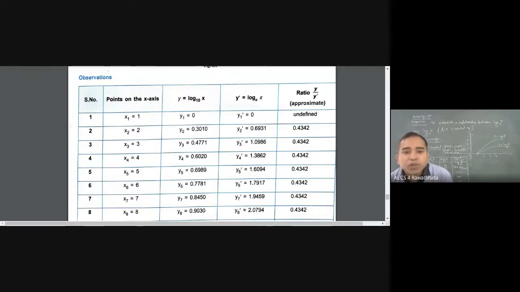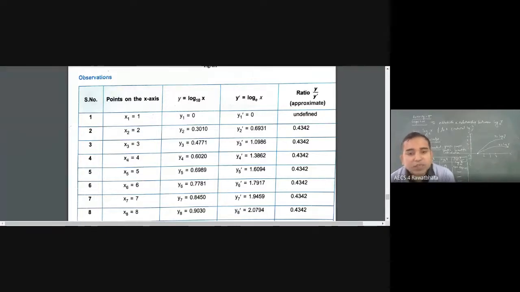Similarly for x equal to 3, log x base 10 came 0.4771 and log x base e came 1.0986. Then you divide, है ना, 1.0986 divided by 0.4771 और ये आएगा 0.4342. इसी तरह x equal to 4 के लिए आप निकाल लीजिए log x base 10 की वैल्यू और log x base e की. कैसे निकालेंगे?